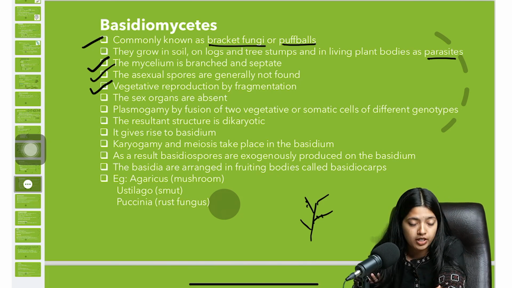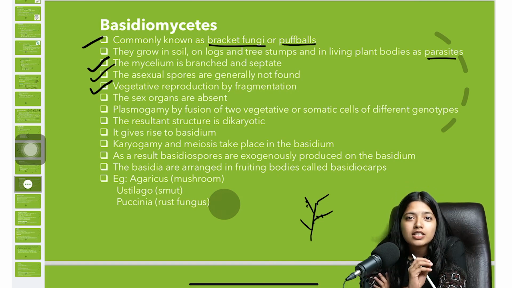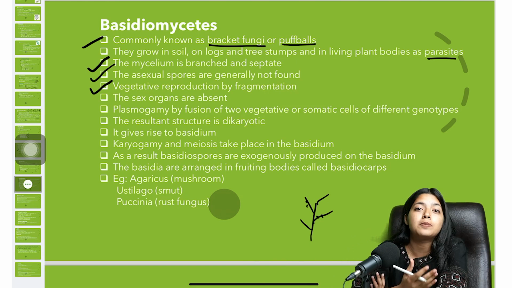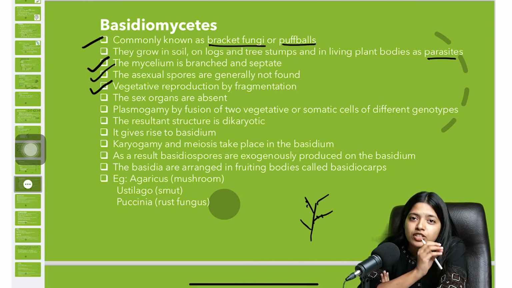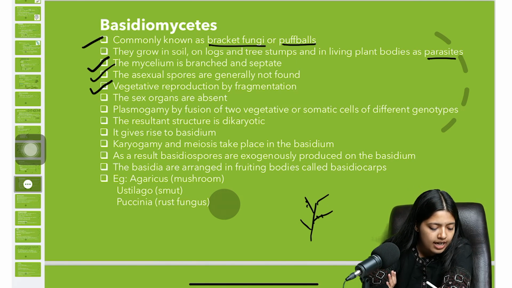Now sexual reproduction: sex organs are absent. So there are no special sex organs, no fruiting bodies, no special cells, no gametes, no structures that help in reproduction. It is their vegetative body that helps in reproduction. So sex organs are absent.